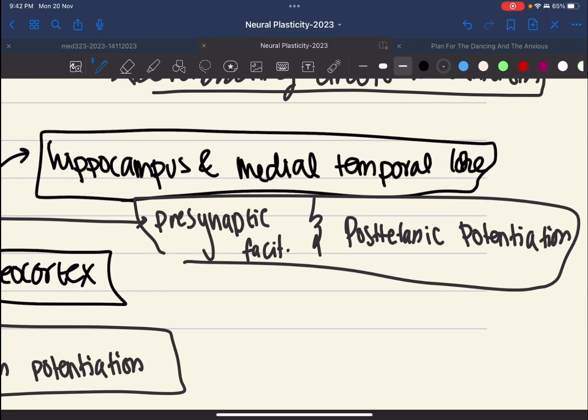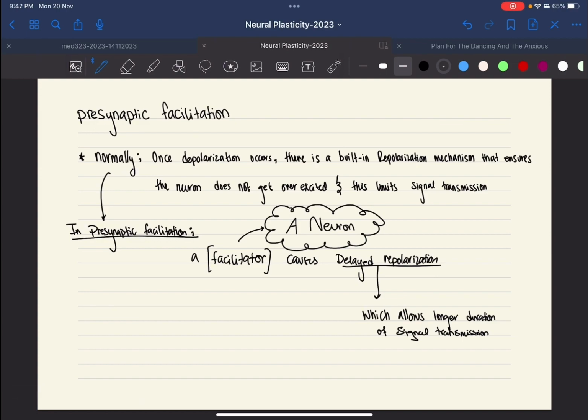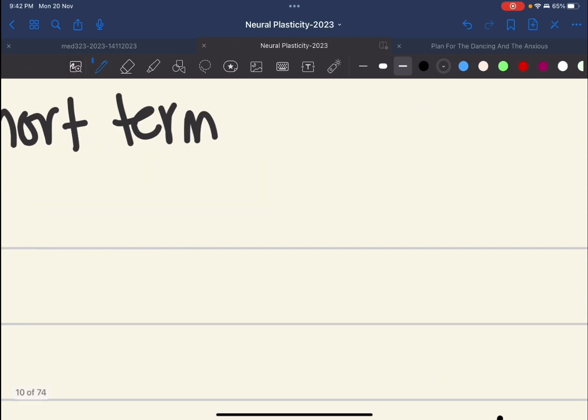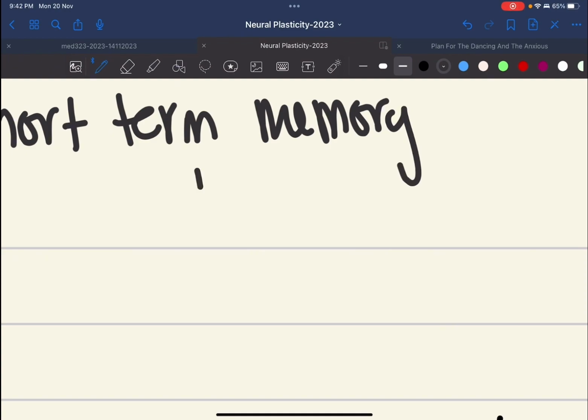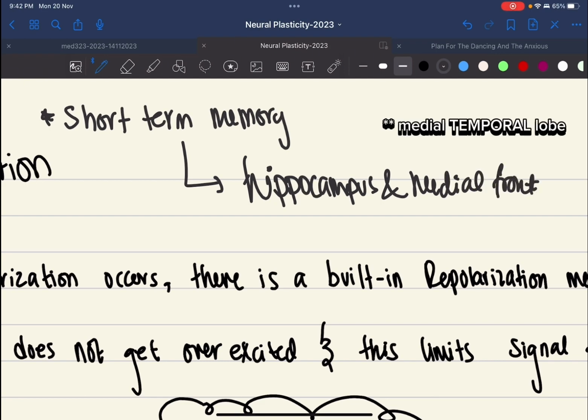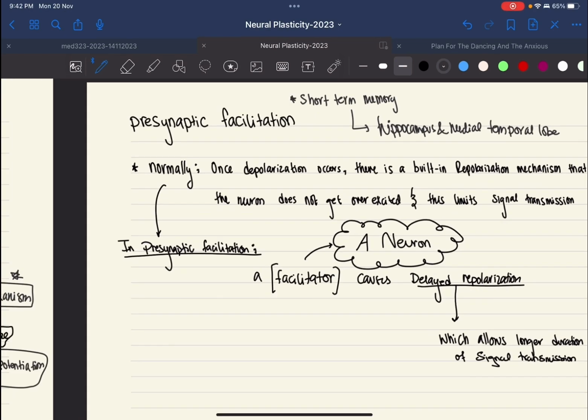However, for presynaptic facilitation and post-tetanic potentiation, you are required to know them in a bit more detailed way. So let's start with presynaptic facilitation, which again, let's review, is a mechanism of short-term memory. And short-term memory occurs in the hippocampus and medial temporal lobe. Sorry, I said medial frontal lobe. My bad, medial temporal lobe.